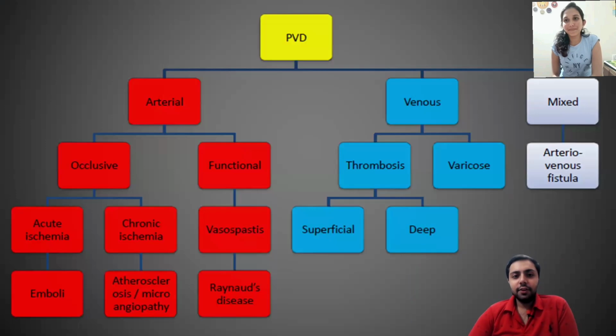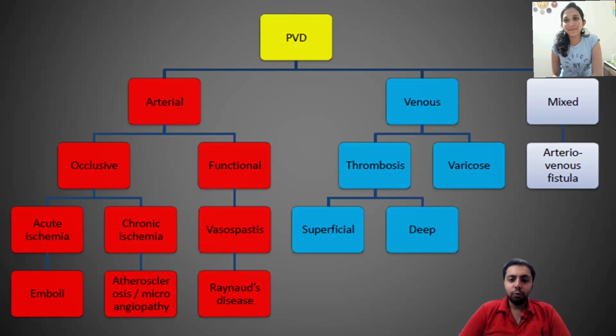So this is a basic classification of PVD. We have divided it into three types: arterial, mixed, and venous. In arterial, we have the occlusive and the functional. In occlusive, again we divide into two, that is acute ischemia and chronic ischemia. The most common cause of acute ischemia is emboli, whereas in chronic ischemia we have atherosclerosis or microangiopathy. Then functional, we have Raynaud's disease, most commonly due to smoking, which causes vasoconstriction and vasospasm. Then we have the venous, with thrombosis and varicose veins.